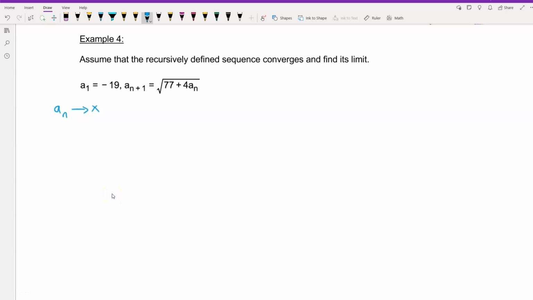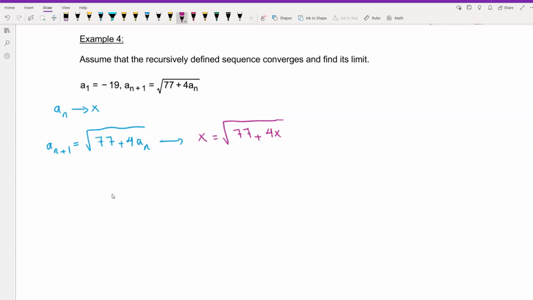After the limit has been reached, the value of these two terms, a sub n and a sub n plus 1, will be indistinguishable from x. So using this assumption, based on what is given on top, a sub n plus 1 is the square root of 77 plus 4 times a sub n. Using x for a sub n plus 1, that is equal to the square root of 77 plus 4 times x. So we have the same thing for a sub n plus 1 and a sub n. Instead of these two, I used x.